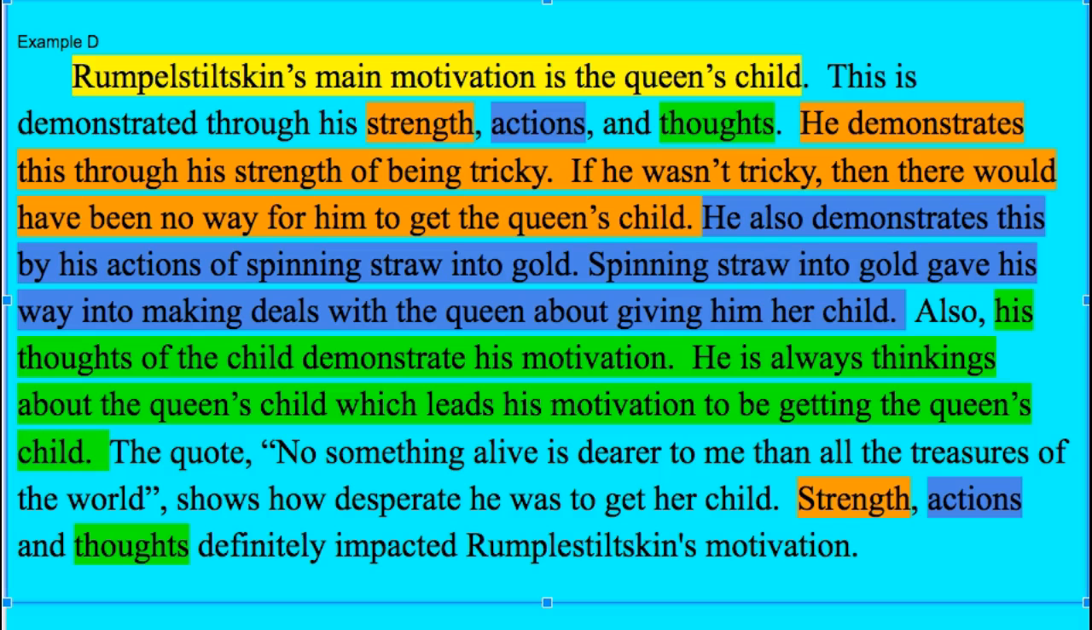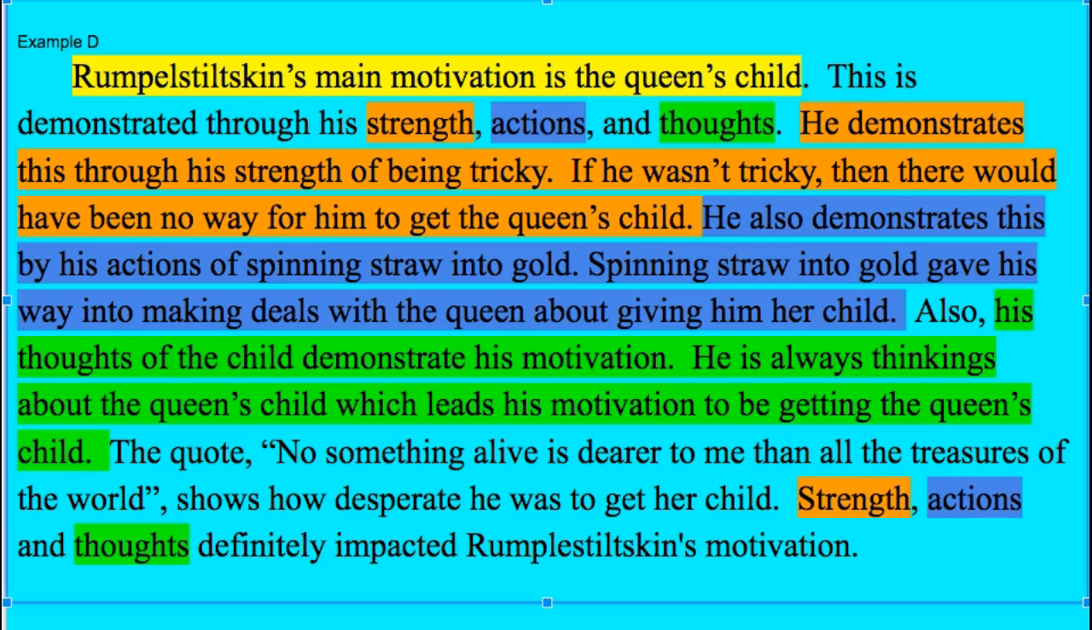In this next paragraph, example D, you will notice how the author of this paragraph supports the opinion statement through the three supporting details. Rumpelstiltskin's main motivation is the queen's child. Pause. Again, that is the opinion statement for this paper. Your author is going to explain through the three supporting details that everything Rumpelstiltskin wants is the queen's child. Here we go. This is demonstrated through his strength, actions, and thoughts.